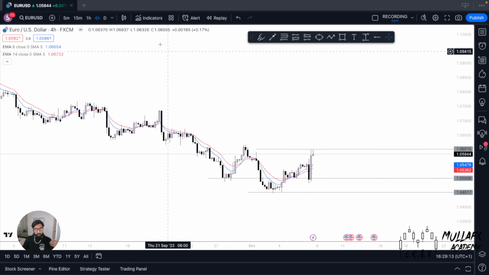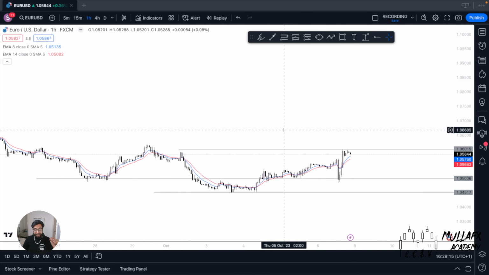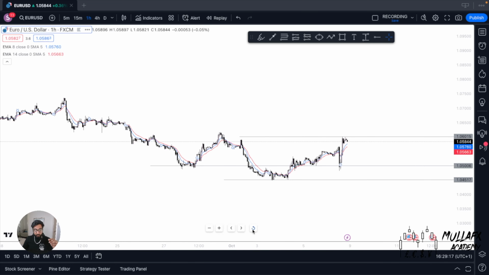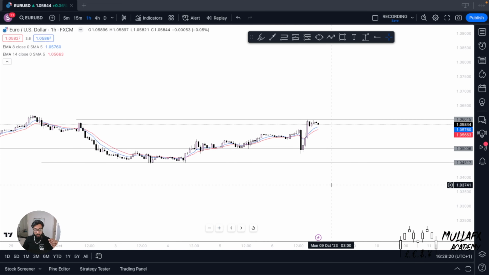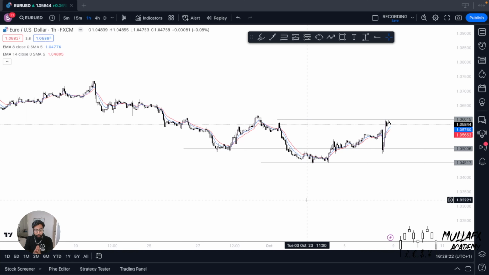What I'll do next is the 1 hour time frame. 1 hour time frame is actually the most important time frame that I use, and this is because with the 1 hour time frame, if I'm trading, I look at the daily time frame and the 4 hour time frames to find the areas, my key levels, find the trend.